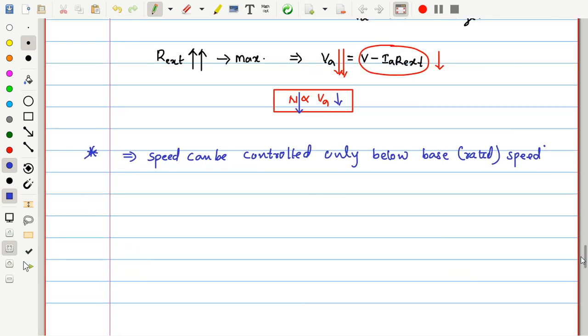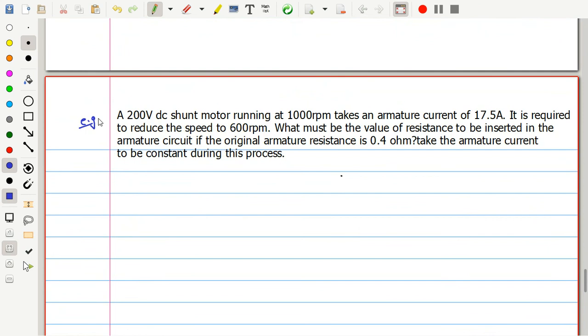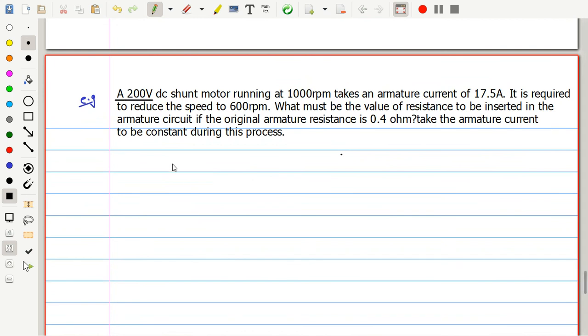This is one generalized thing, and let me take its corresponding problem. As an example, let me put up the given data. Here a 200 volts DC machine, that means V is equal to 200 volts, running at a speed of 1000 rpm. What else is given? Armature current IA is 17.5 amperes. It is required to reduce the speed. Let us say this is N1. Now the next data is N2, the speed required.